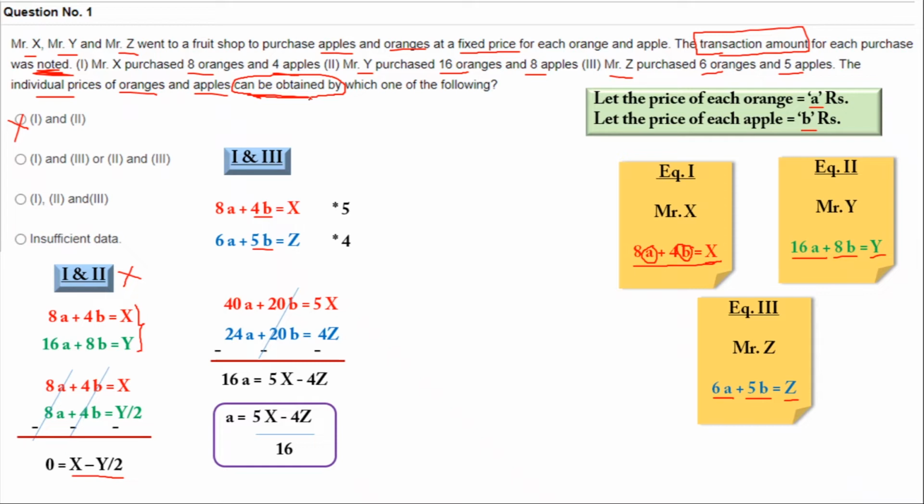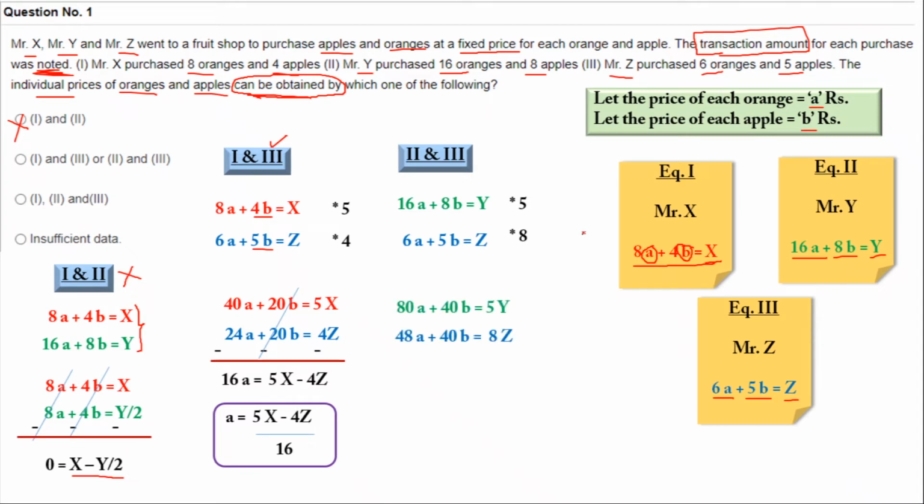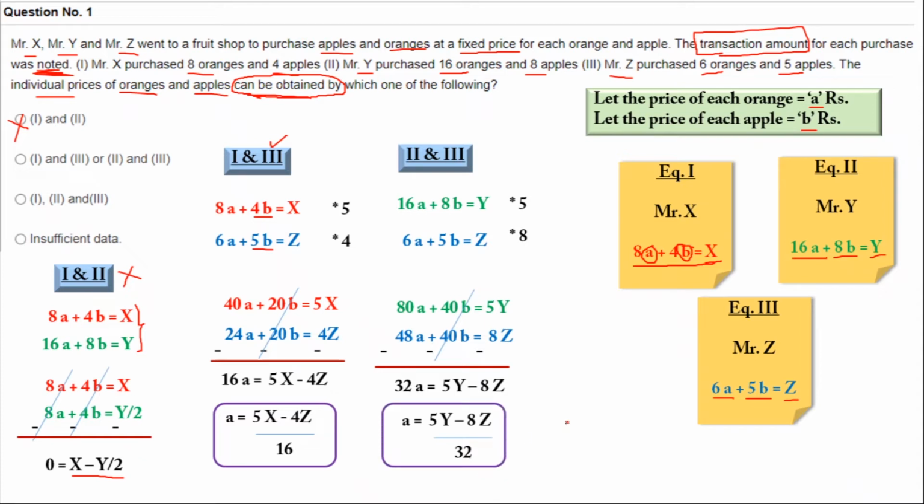So what we will do is, let's try with 2 and 3 as well. So here is my equation 2 and 3. I think you might have understood now how to do this. So I have to multiply this equation by 8 and this one by 5 so that I can get the same value for b, and again invert the signs, cancelling out the value of b. What we are left with is 80 minus 48a, that is 32a, equals 5y minus 8z. So we can find the value of a by dividing the RHS by 32, and using this equation we again can find the value of a.